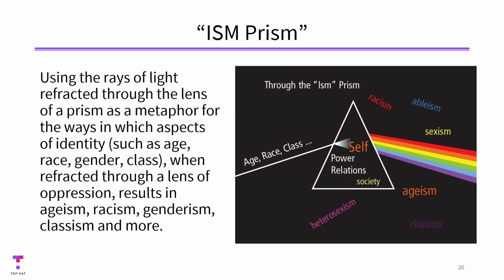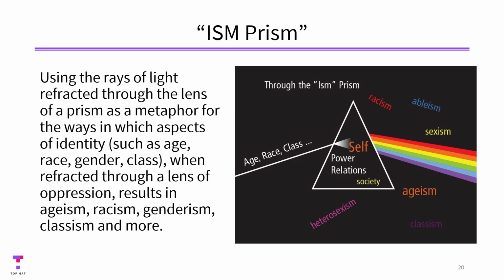So we created this metaphor called the ism prism, which uses the refraction of light through a glass prism. If you were to take an aspect of someone's identity, whether it's age or race or class or ability, and you shine that beam of light through a prism of oppressive power within a society, that light refracts into many different types of light in a spectrum.